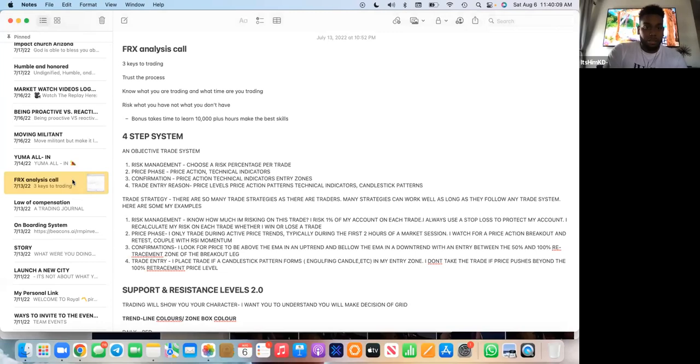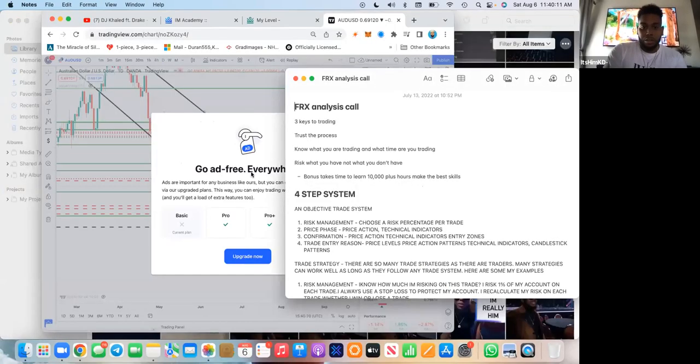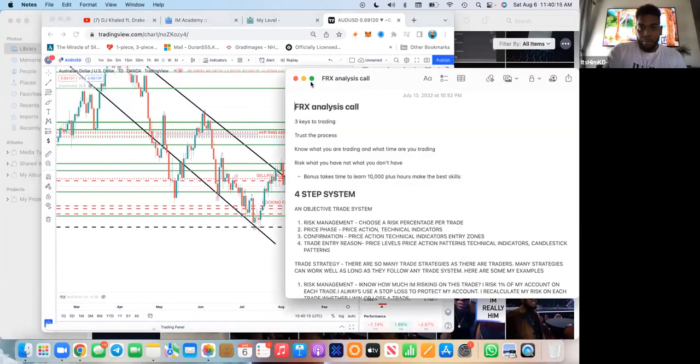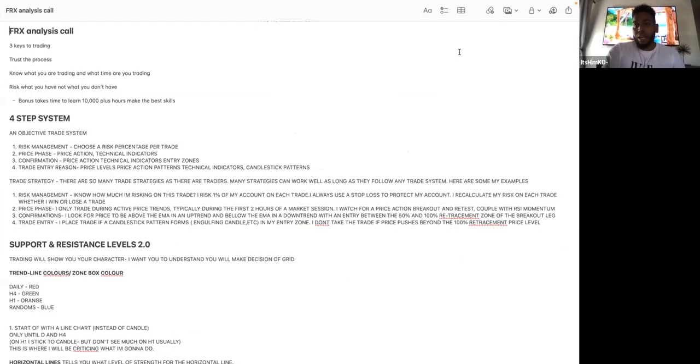I'm gonna give you guys a whole training. You could take a screenshot of this, post it right here, and do whatever you want to do with it. This is my blueprint of trading.